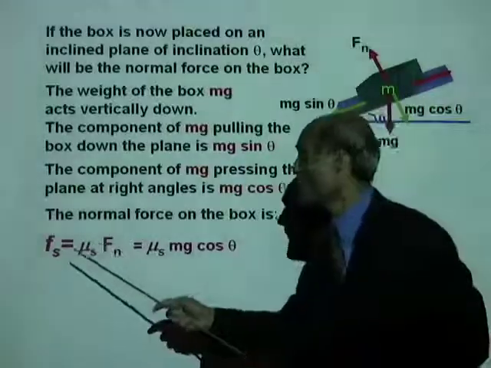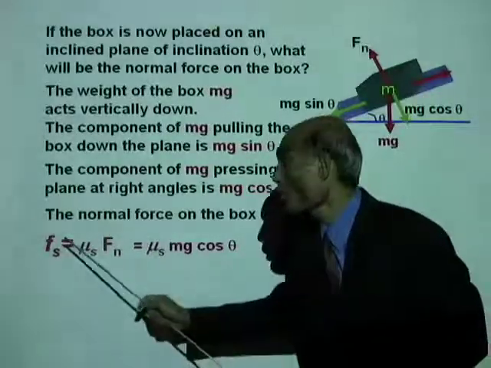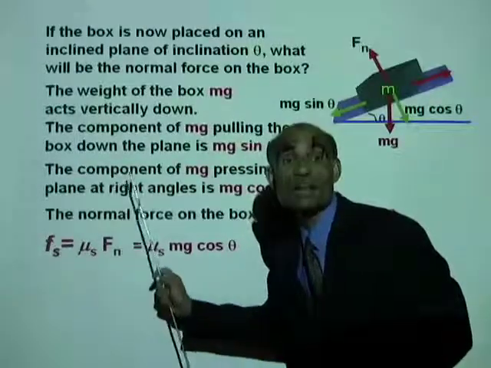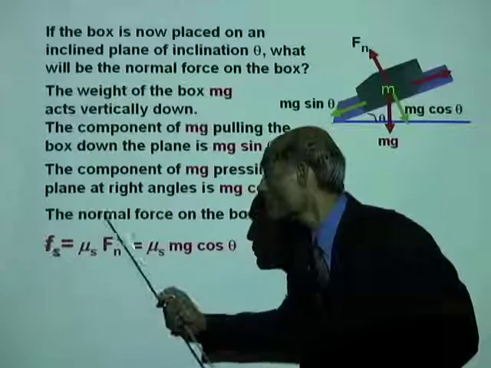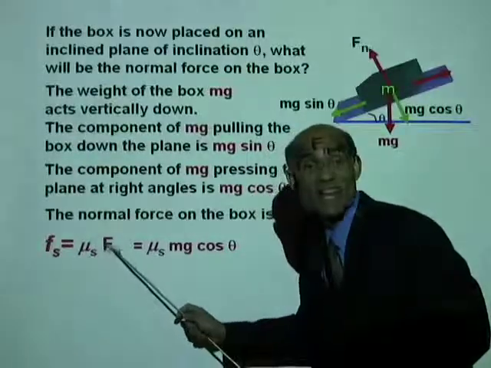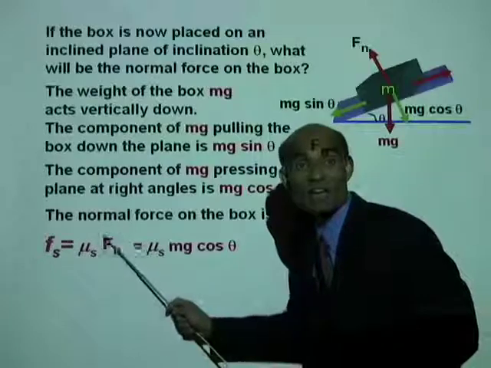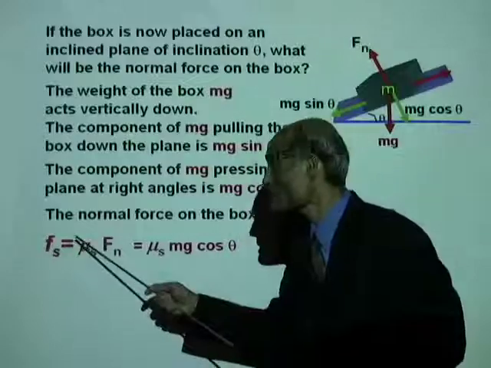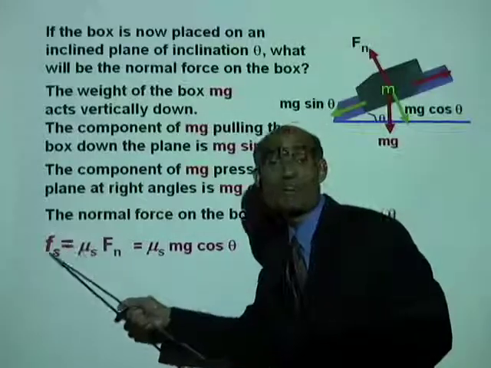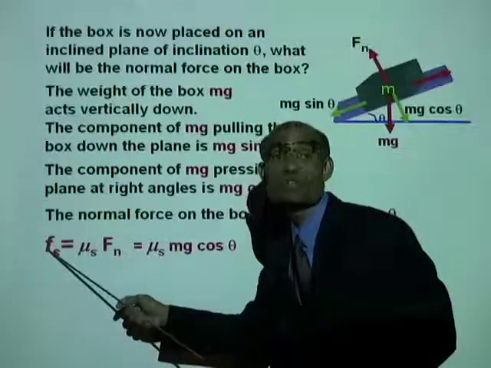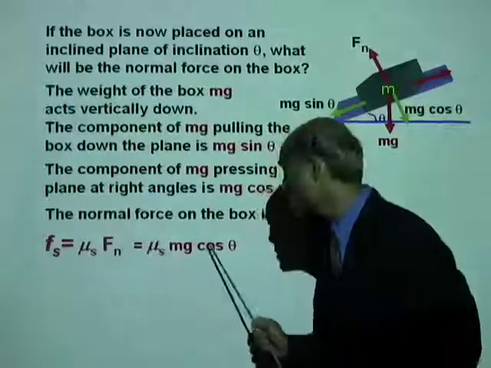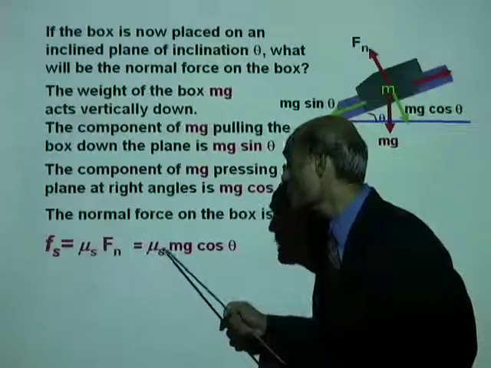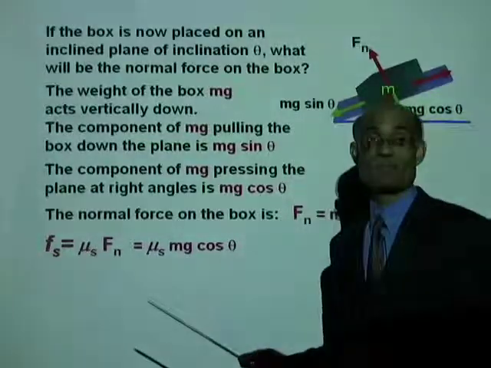Alright, that means the equation for the force of static friction in the case of an inclined plane becomes Fs equal to mu s Fn, and that Fn in this case now is mg cos theta. So you must be able to now distinguish here that the force of static friction between two surfaces that are inclined at an angle theta to the horizontal is mu s mg cos theta.